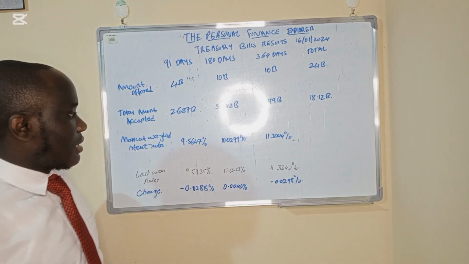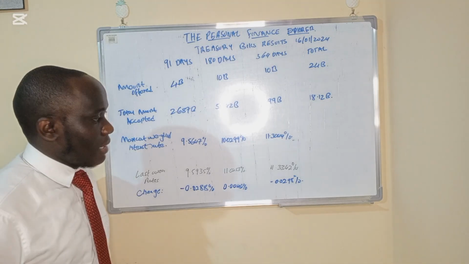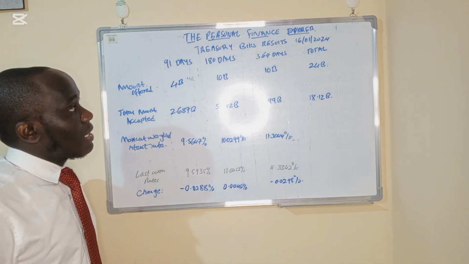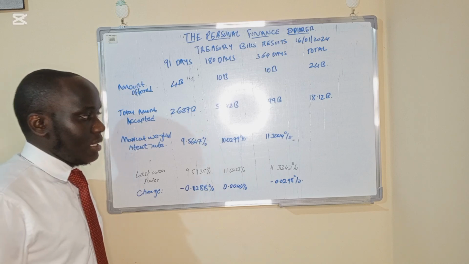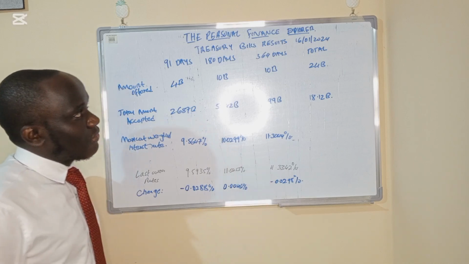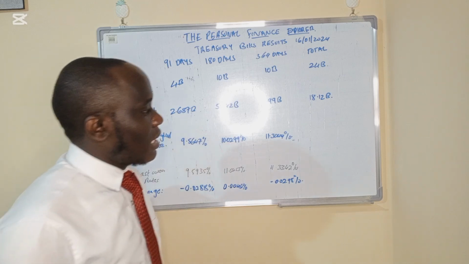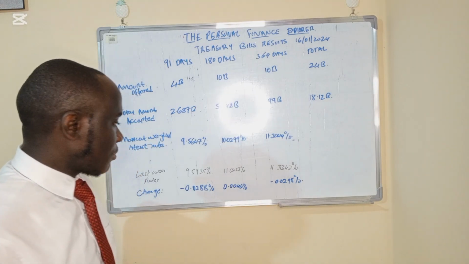And for the interest rates, for the 91 days, we had 9.5647% per annum. For the 182 days, we had 10.0299% per annum. And for the 364 days, we had 11.3044% per annum.